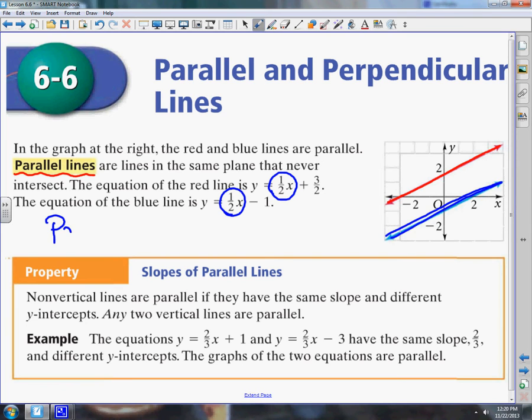So parallel equals the same slope. So make sure you have that in your notes. Non-vertical lines are parallel if they have the same slope and different y-intercepts. Any two vertical lines are parallel.